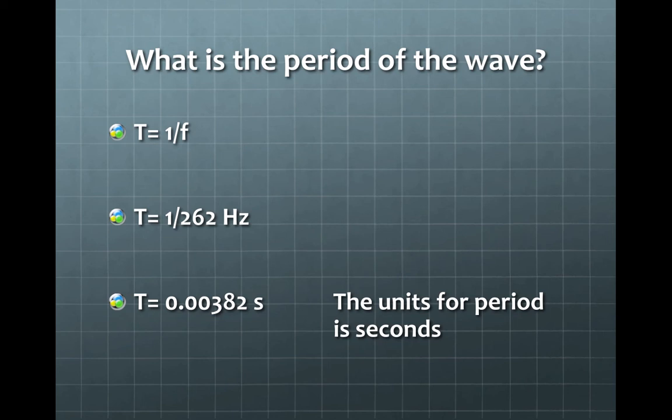T equals 1 over 262 Hz. The answer we get is t equals 0.00382 seconds. The units for period are always seconds, just like in time, because period is a type of time.